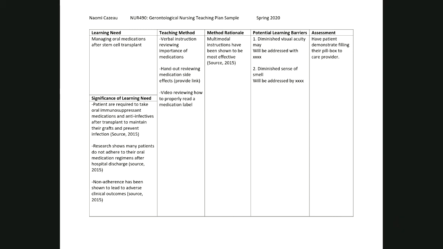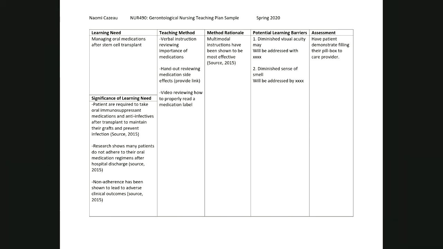Then talk about your barriers. Now, when you talk about the barriers, I also want you in another line to address how you would address that barrier. So diminished visual acuity, I will make sure that the font is greater. I will make sure that there's good lighting, whatever have you, but what the potential barriers are and how they would be addressed and how you would assess learning.